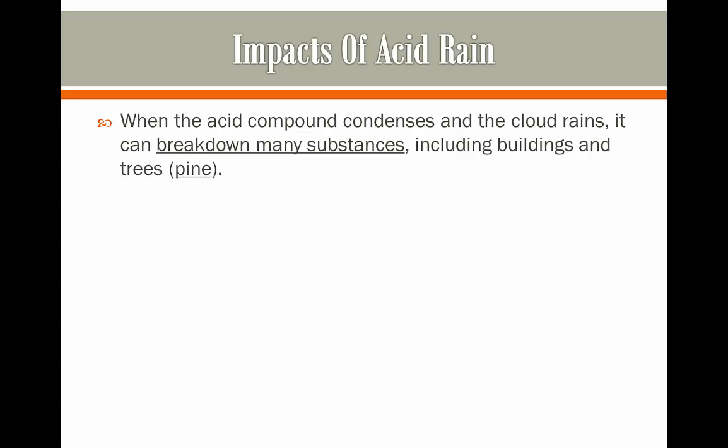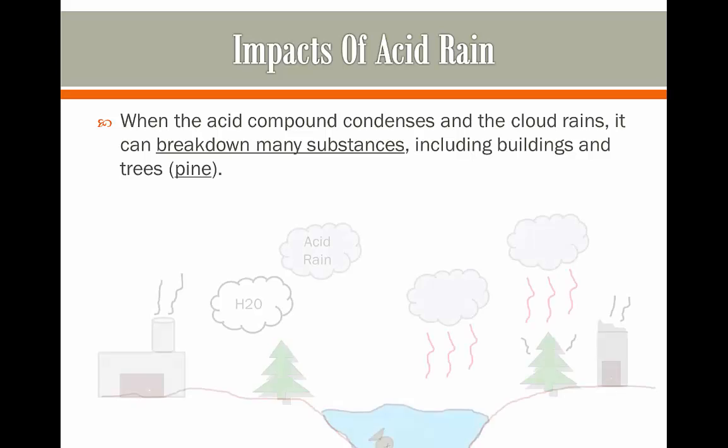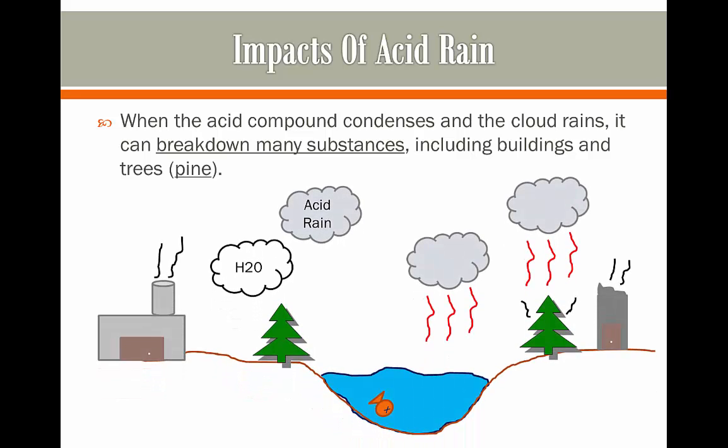When the acid compound condenses and the cloud rains, it can break down many substances, including buildings and trees made of pine. As we can see from this, the acid rain forms when the gases which are coming out of this factory, which are nitrogen oxide for example, are going to react with the H2O, and this is then going to be able to kill animals in the lake and also be able to destroy some of the trees that are made of pine as well as buildings.